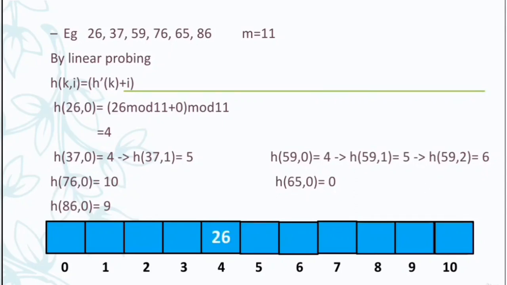That is, its index positions are from 0 to 10. So for the first case, that is 26, it will be at the 4th index position, as we got the value for the hash function as 4. Again for 37, we got the value as 5, so it will be placed at the 5th index position. For 59, we got the value as 6, so we are placing the key value 59 at the 6th index position. Similarly, for 76, it will be at the 10th index position. For 65, it will be at the 0th index position, and for 86, it will be at the 9th index position. So this is how linear probing exactly works.